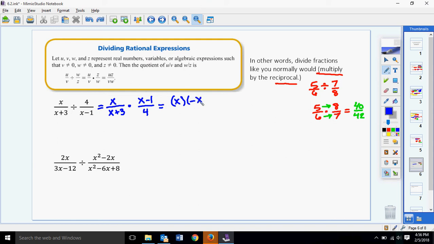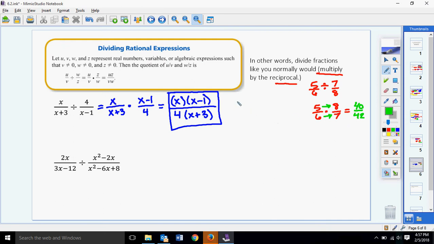Remember, we're not distributing the x to the x minus 1 because we want to keep it as simplified and factored out as possible. And I have 4 times x plus 3. Now, there's nothing to really cancel, so this is as far as I could go. I can't cancel the x minus 1, an x minus 3, a 4, or an x.